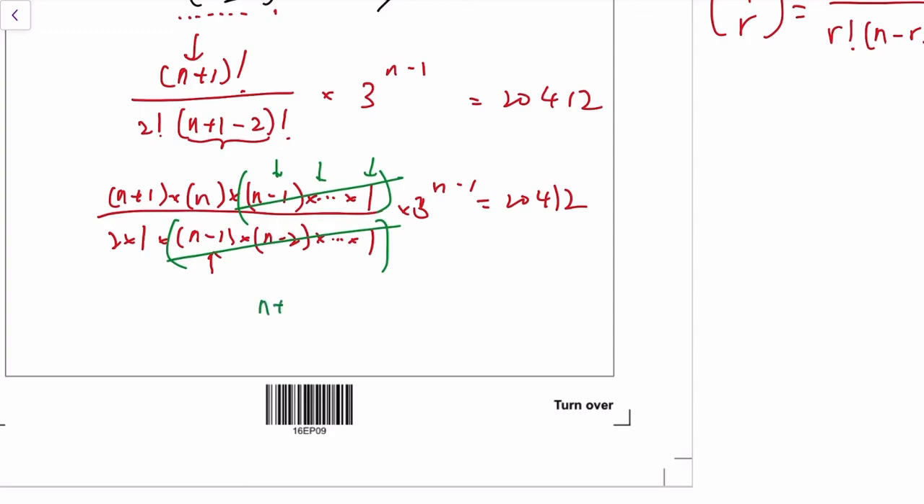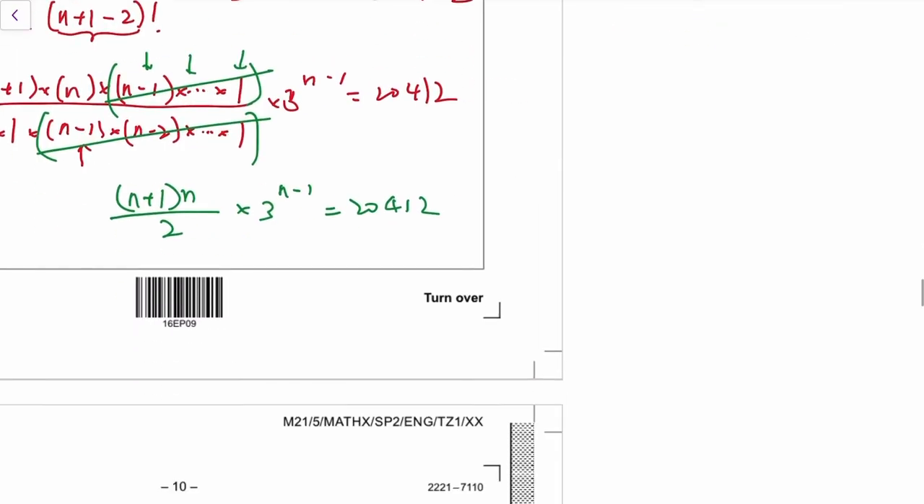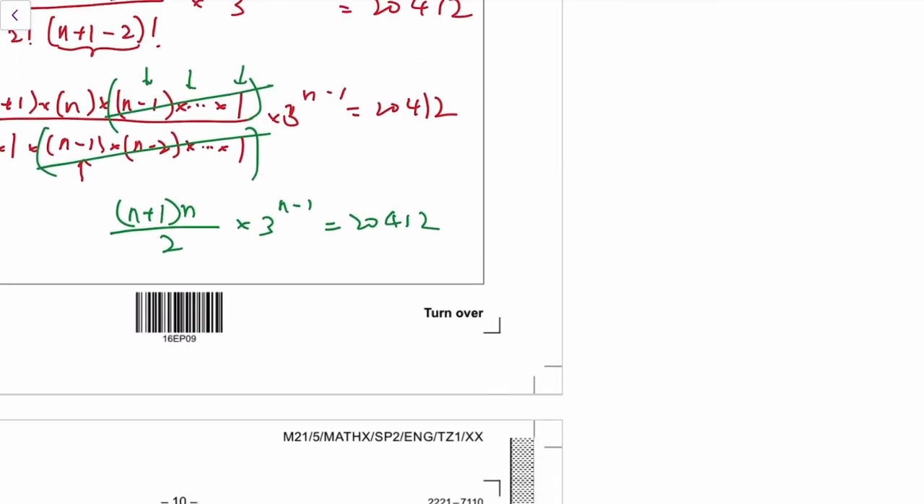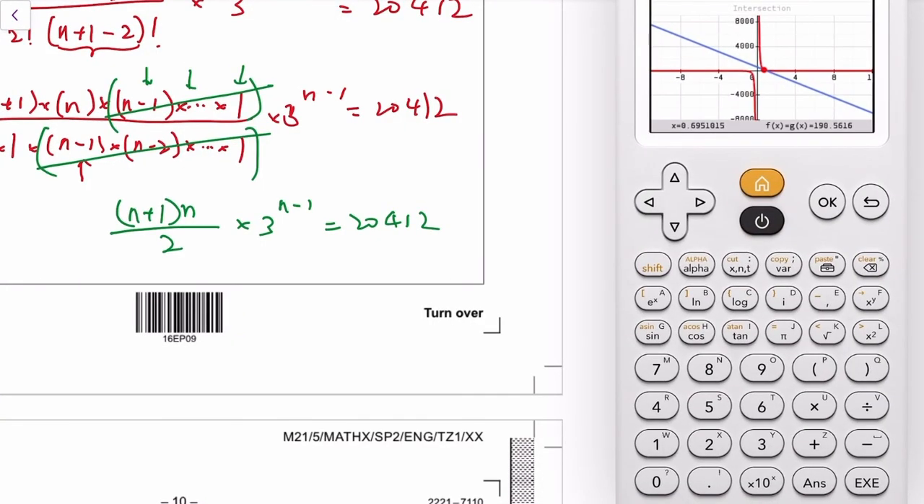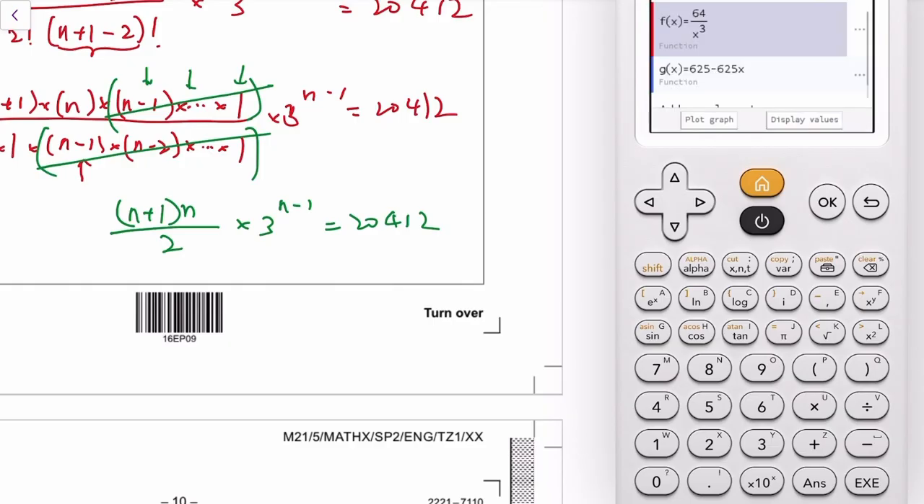Okay, so it becomes n plus 1 times n over 2 times 1 is 2, times 3 to the power of n minus 1, equal to whatever that number is. This is where you can use a solver or a graphing method to solve this. I personally like to use a graphing method because with a graph, you can see if there is more than one answer. However, for a graph, you might have to adjust the window by yourself.